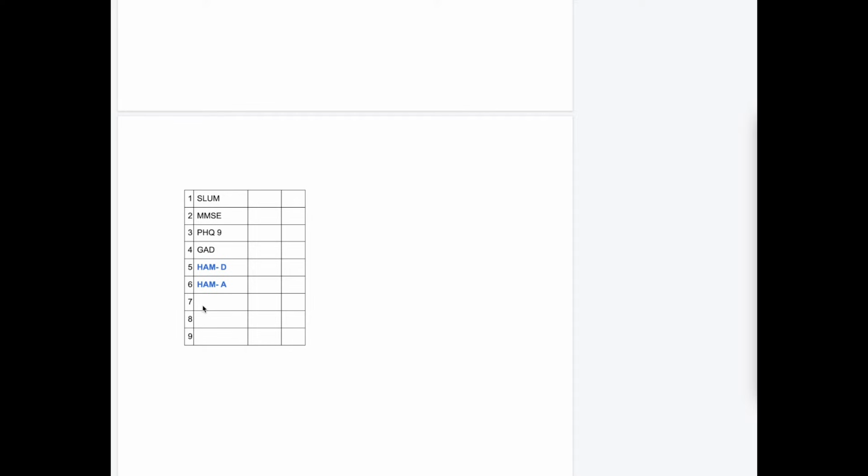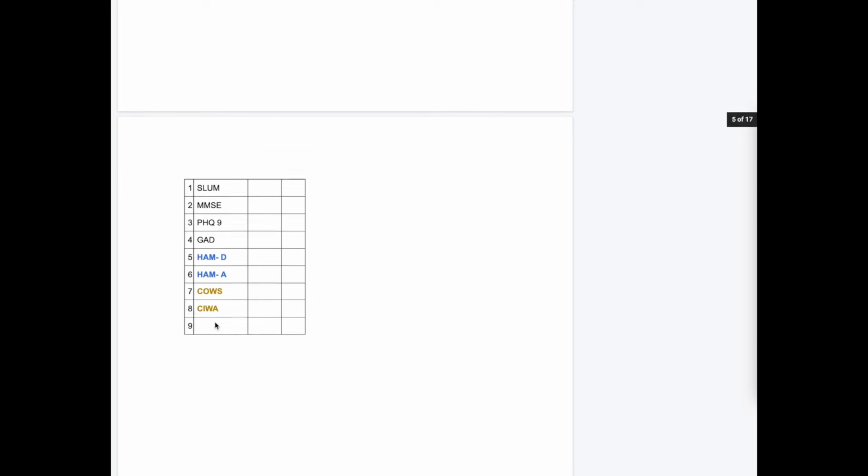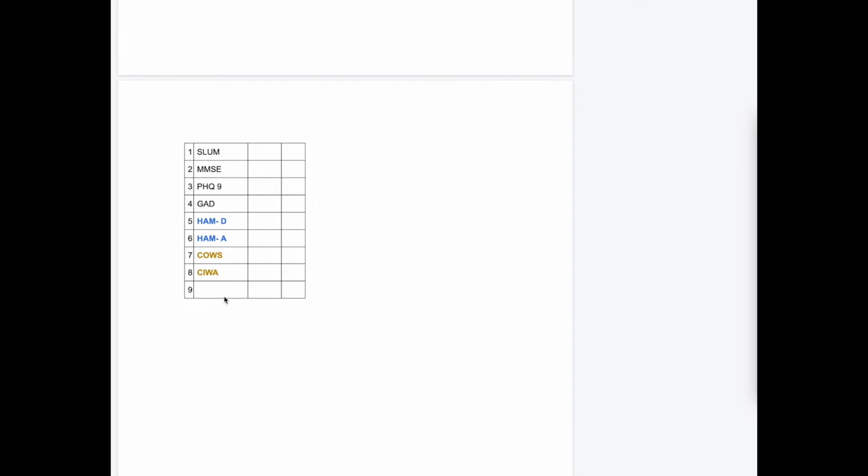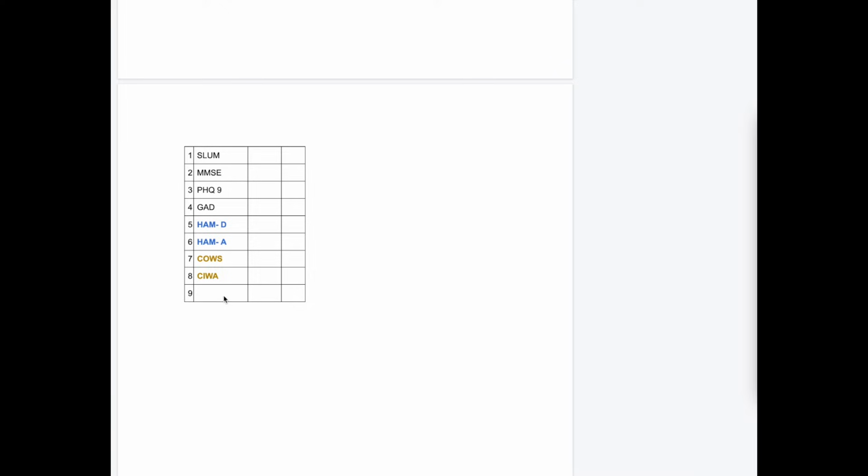The fourth category that I have is substance, and substance is COWS and CIWA. So COWS and CIWA. And last but not least, I am missing one scale, and that scale is Beck.